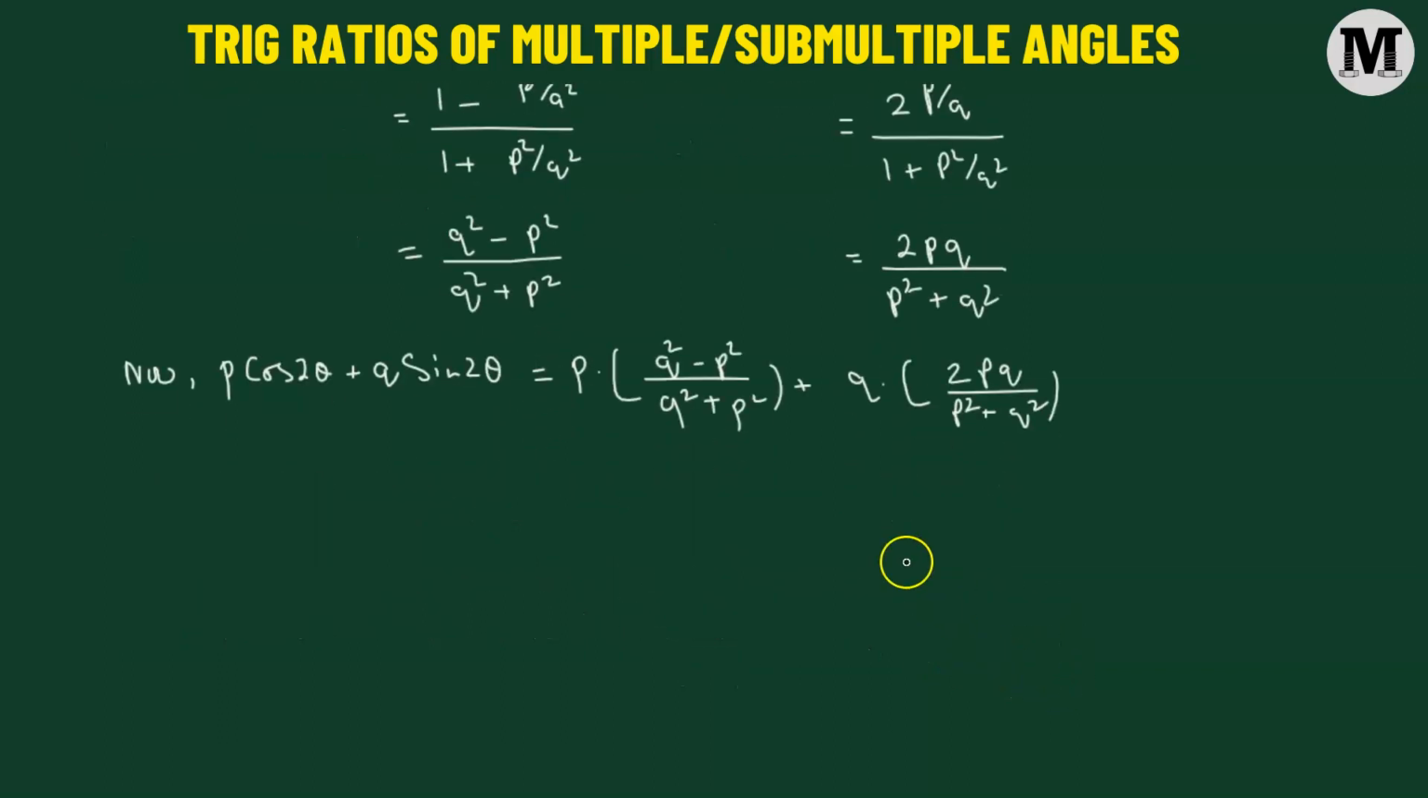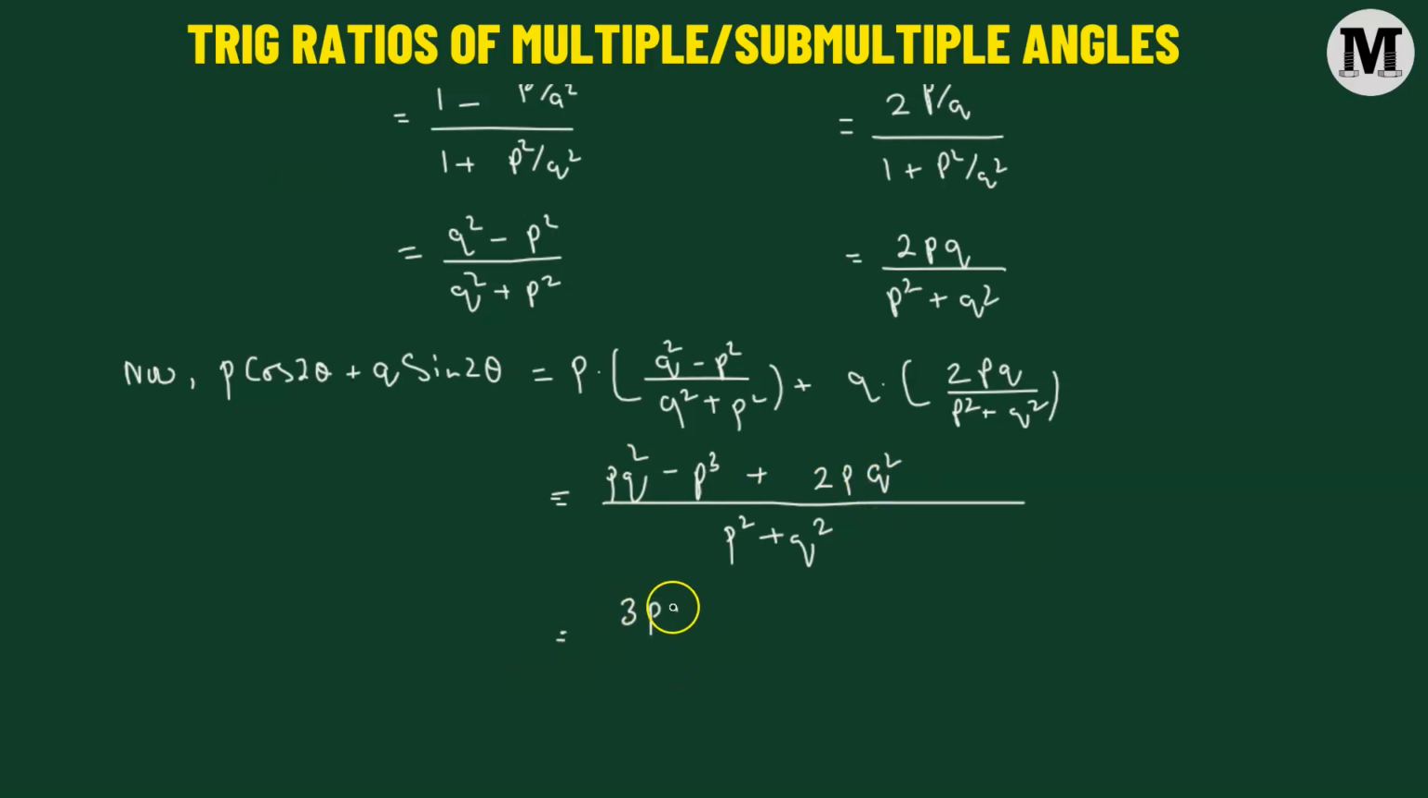Now we can take p squared plus q squared as the common denominator. So we have p squared plus q squared, and in the numerator we have p times q squared minus p times p squared, that's pq squared minus p cubed, added to 2 times pq squared. So we can combine the first and the third term in the numerator. That's going to give us 3 times pq squared minus p cubed, whole divided by p squared plus q squared.